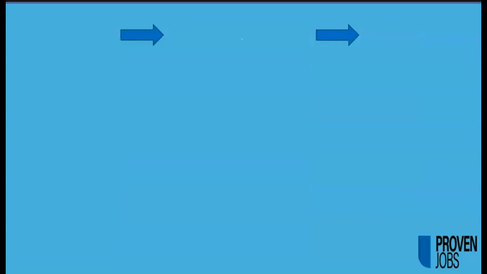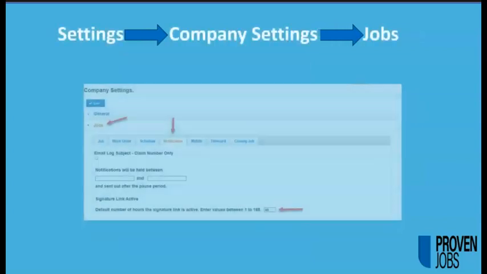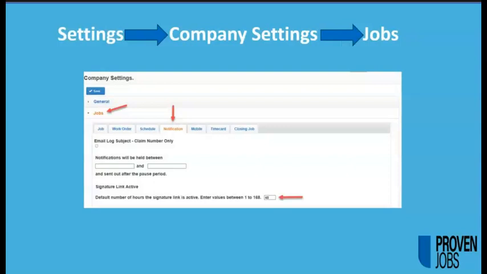Our last company settings that we're going to review is the notifications, how long a link is valid when an e-signature request is sent. The default number of hours the signature link is active can be set as high as 168 hours, which is equivalent to 7 days. Now let's jump to our live system.